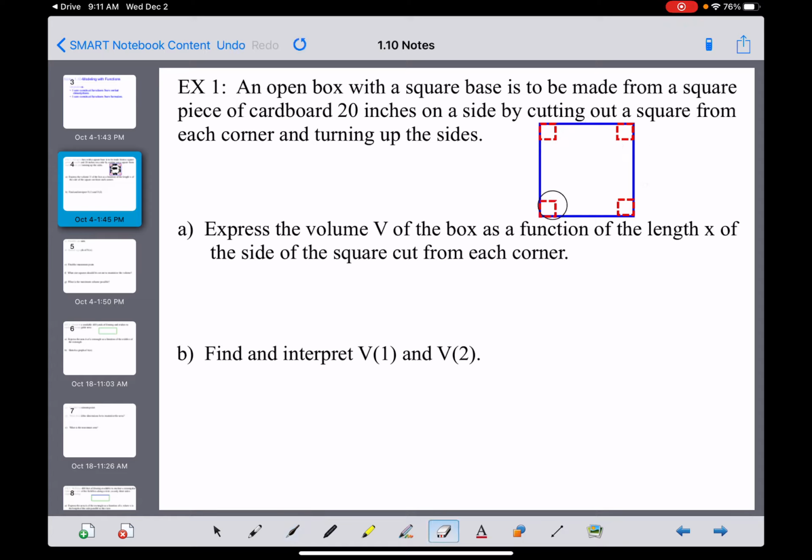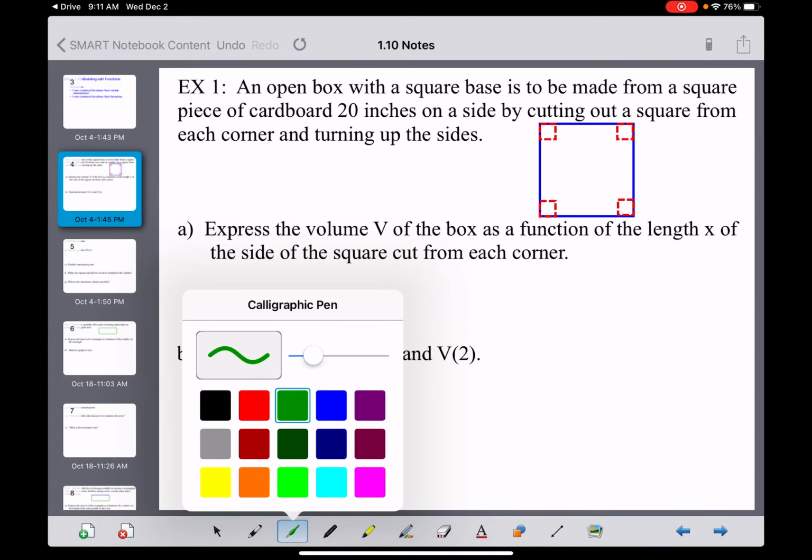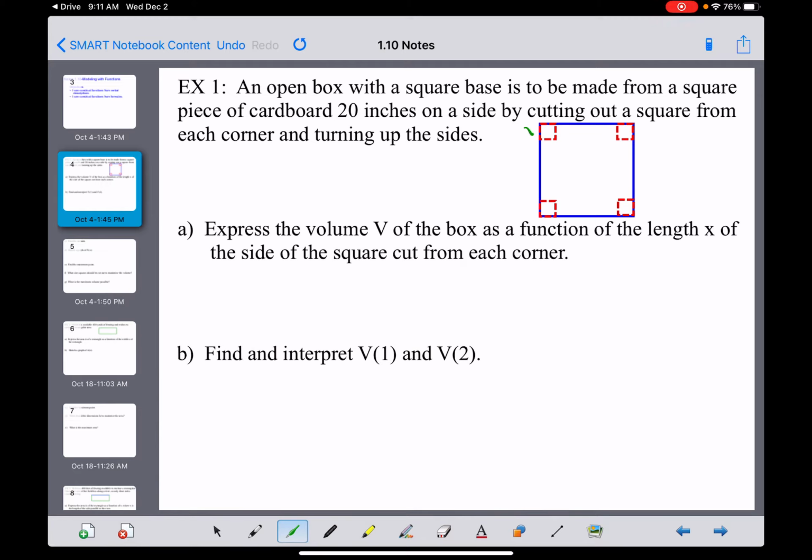I'm going to erase this in just a moment, but I want you to kind of visualize what's going on. So if you need me to kind of visualize that with you, we can definitely do that in a meet as we look at it. So it says express the volume V of the box as a function of the length X of the side of the square cut from each corner. So what we want to do is we want to recognize that these squares are X by X. Okay, these corners here, X by X, all of these.